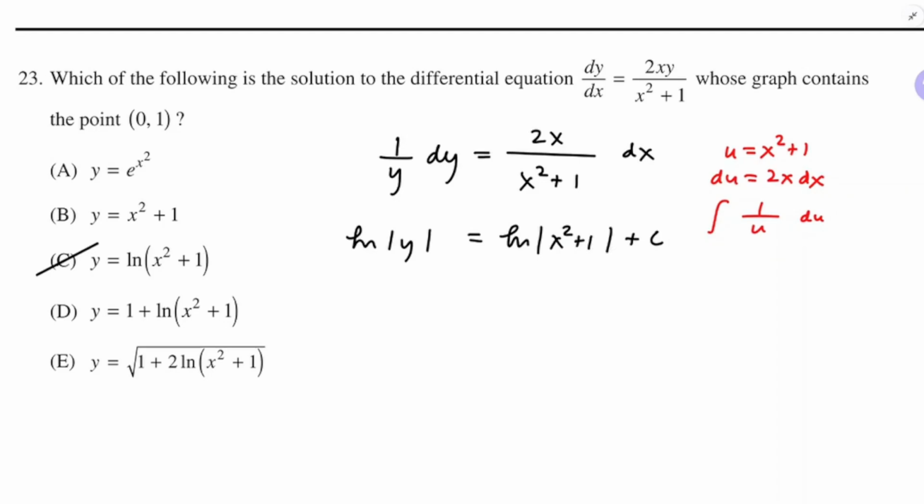Okay, I don't know how I knew to do this, but when I was working this one in class, I was like, okay, I'm going to plug in 0, 1 now. I don't know why I wanted to do that, but y equals 1, x equals 0. Okay, and then I don't even need to know what natural log of 1 is to know that c needs to equal 0 in this case, because natural log of 1 equals natural log of 1 plus c. That tells me c has to equal 0.